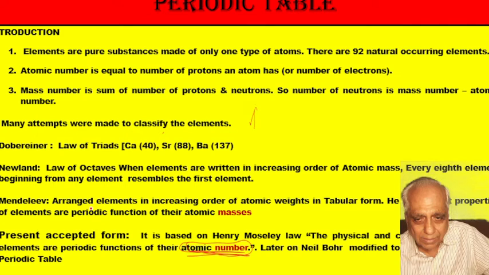First observation would be that there are 7 horizontal periods. These horizontal rows are called periods. So the first observation is there are 7 periods.